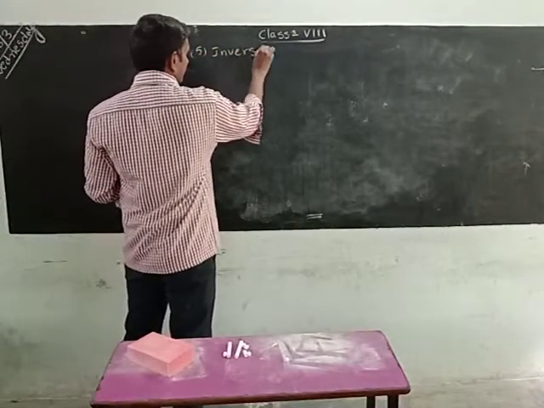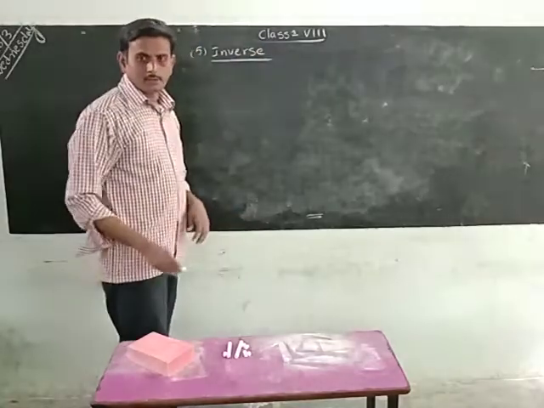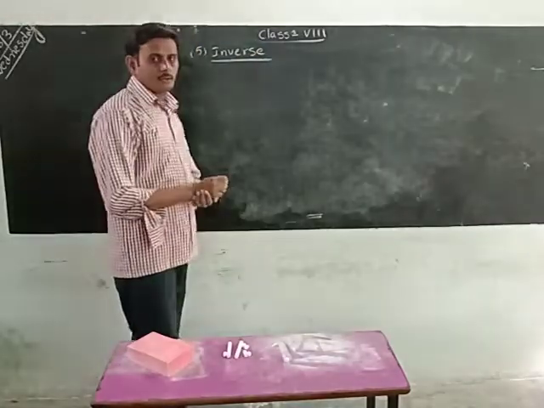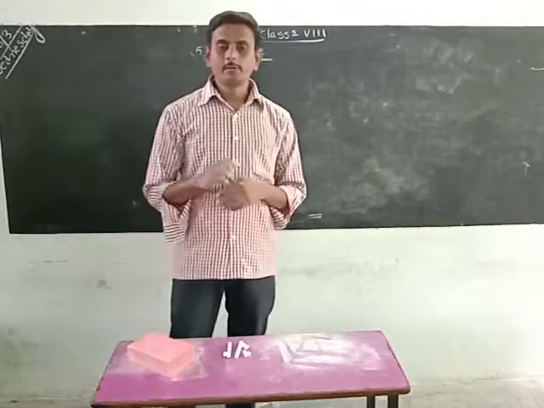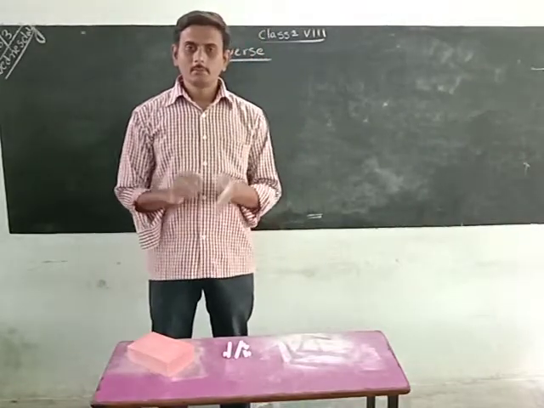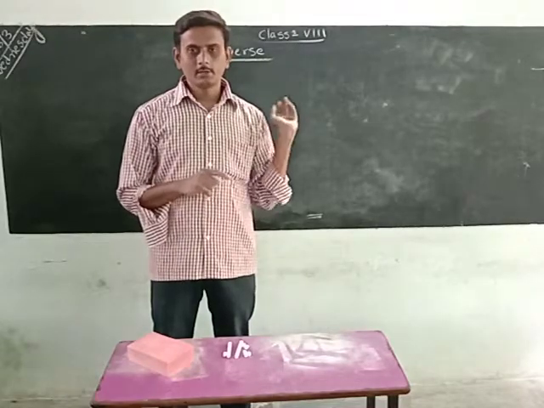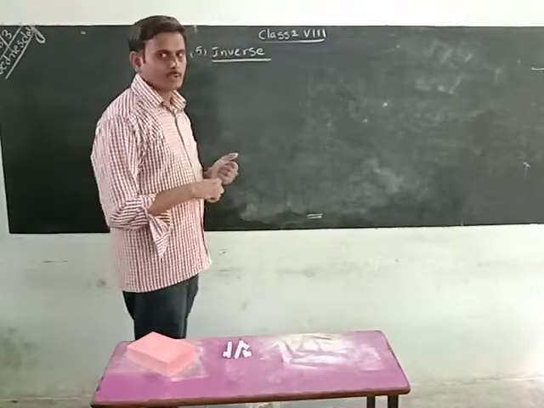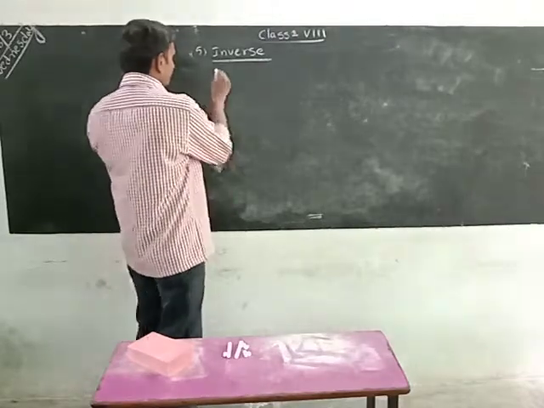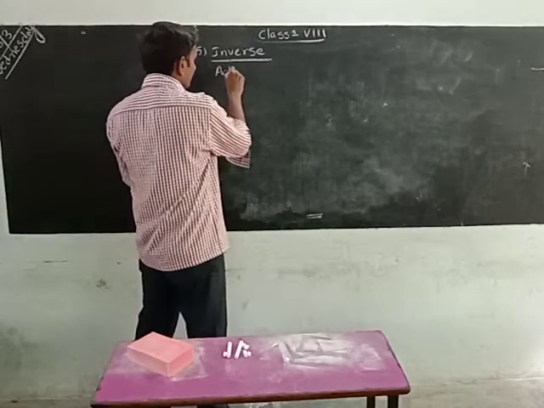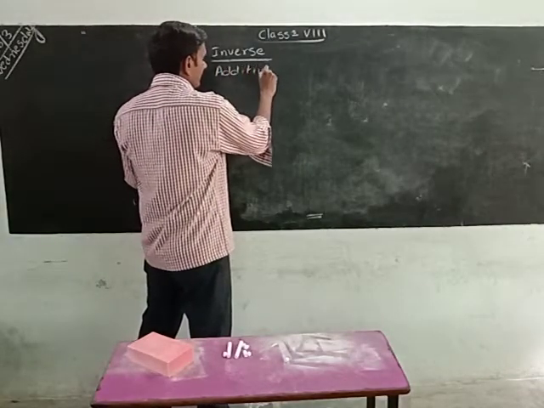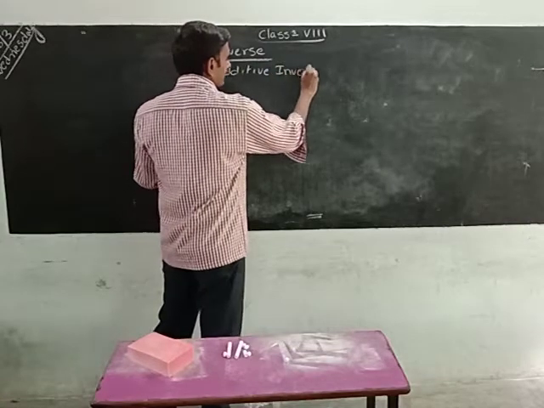Inverse property. What is the inverse property? Here also we have two types: by using addition and by using multiplication. Minus sign and division sign will not follow the inverse property according to the rational numbers. Okay, additive inverse. By using plus sign, we will get an additive inverse.